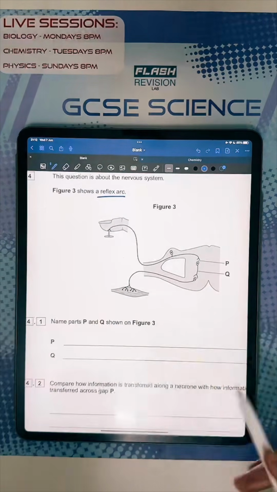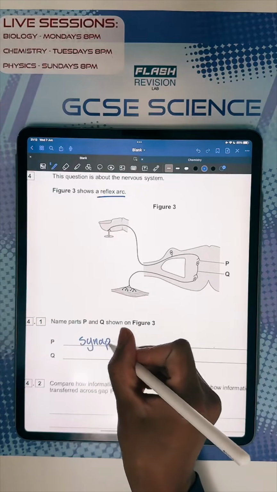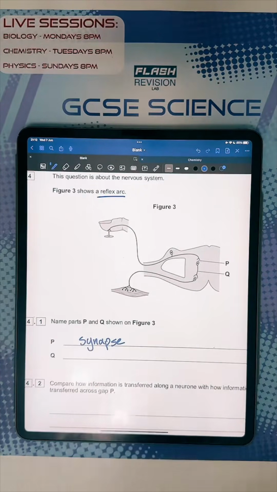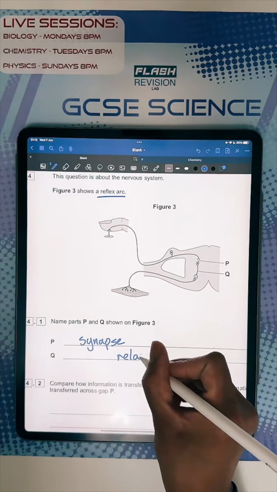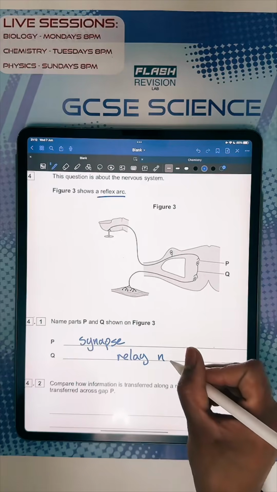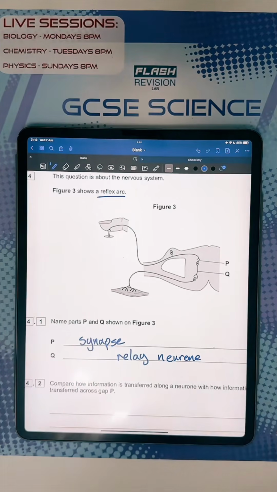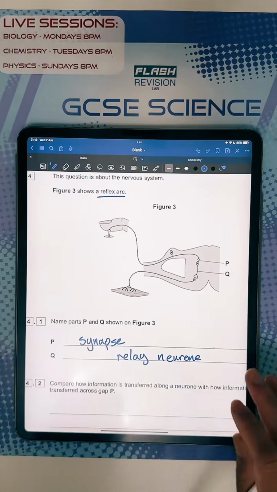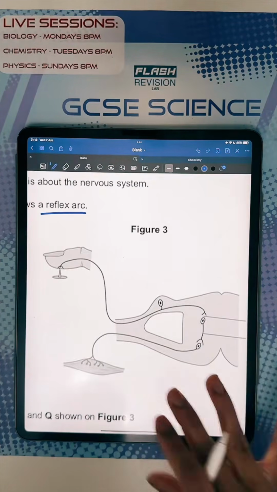So you guys are right. We got synapse for P, and Q is the relay. Yep. Relay neuron. You have to say neuron. You can't just say relay here because it's not clear, they haven't told you it's a neuron.